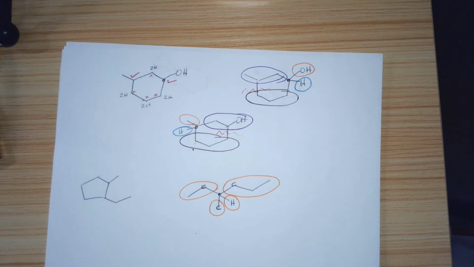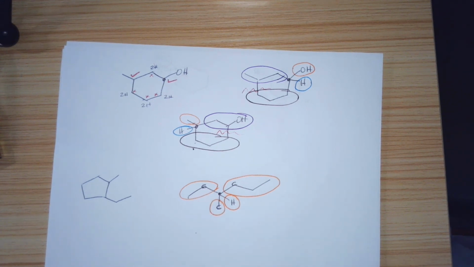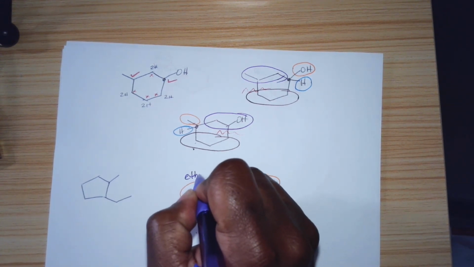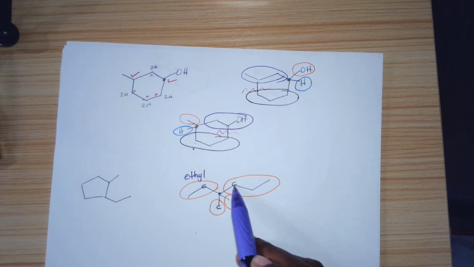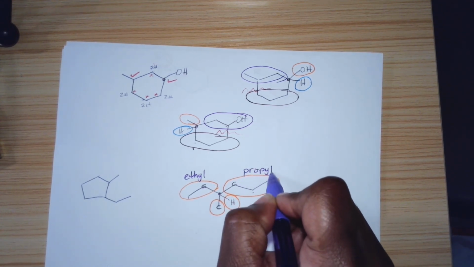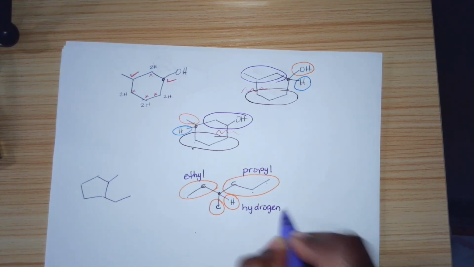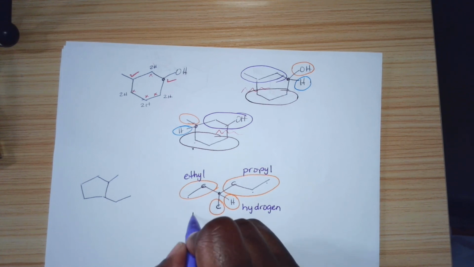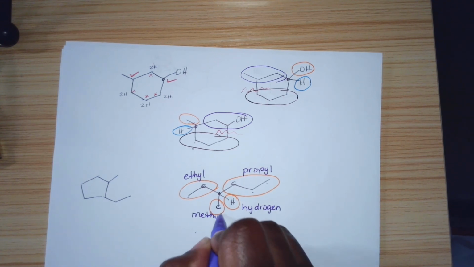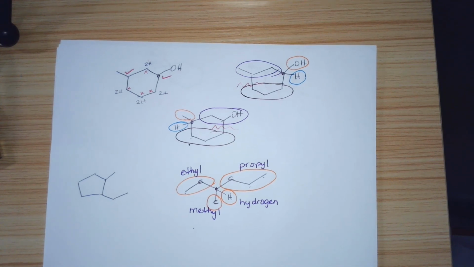If it helps you to name each group, do so. Think about what a substituent that has 2 carbon atoms would be called. We would call that ethyl. What would a substituent that has 3 carbon atoms be called? It would be propyl. Here we can see that it's just hydrogen. And if we have a substituent that only has 1 carbon, it would be methyl. So we can see that there are 4 different groups because we have 4 different names. So this is how you determine chiral centers.